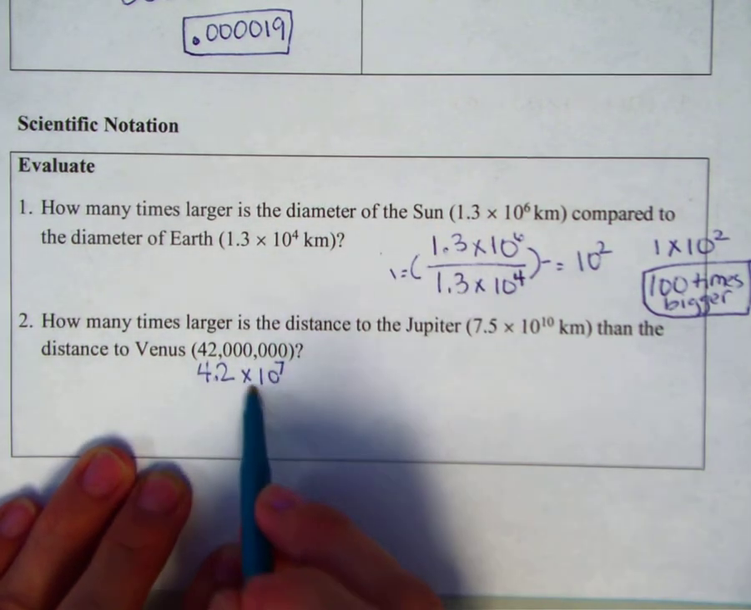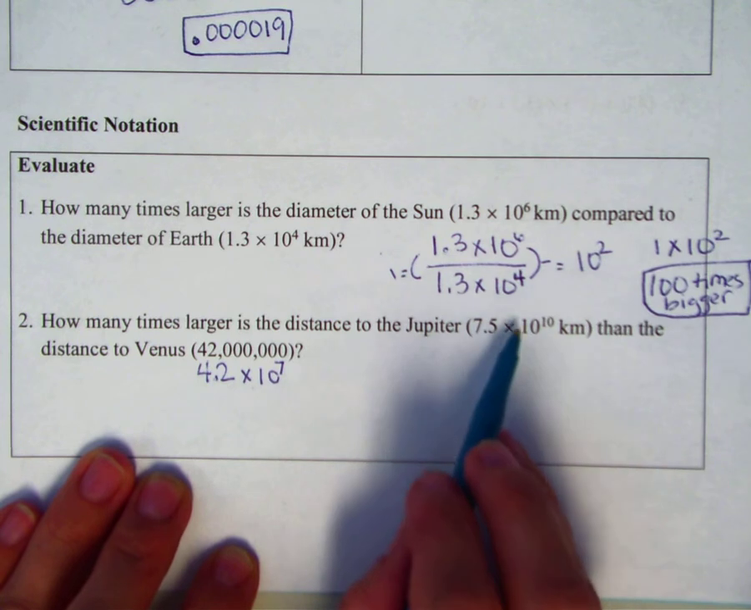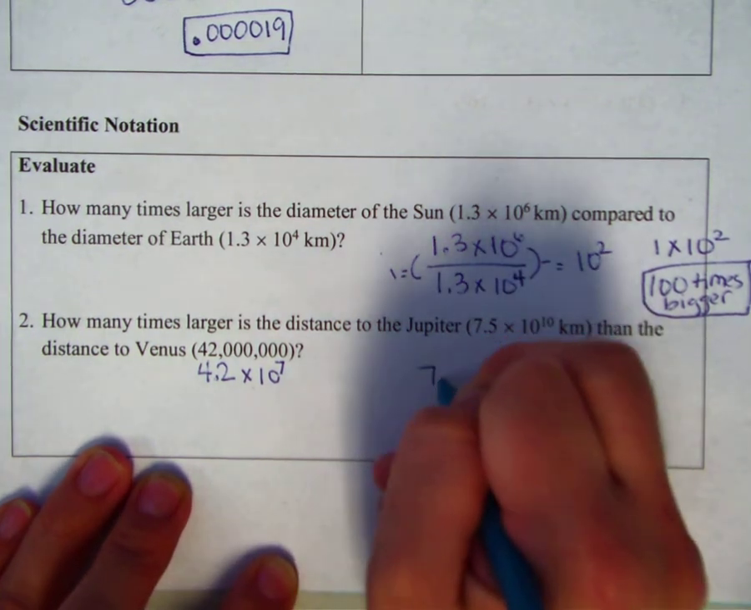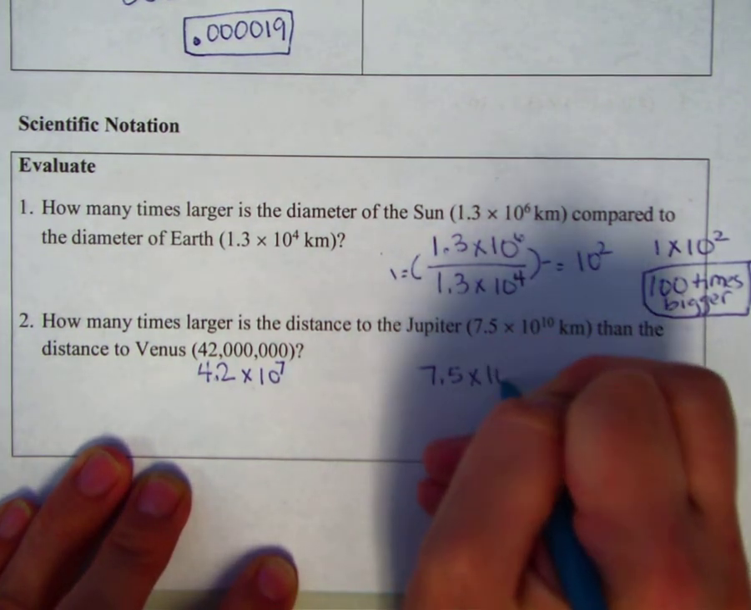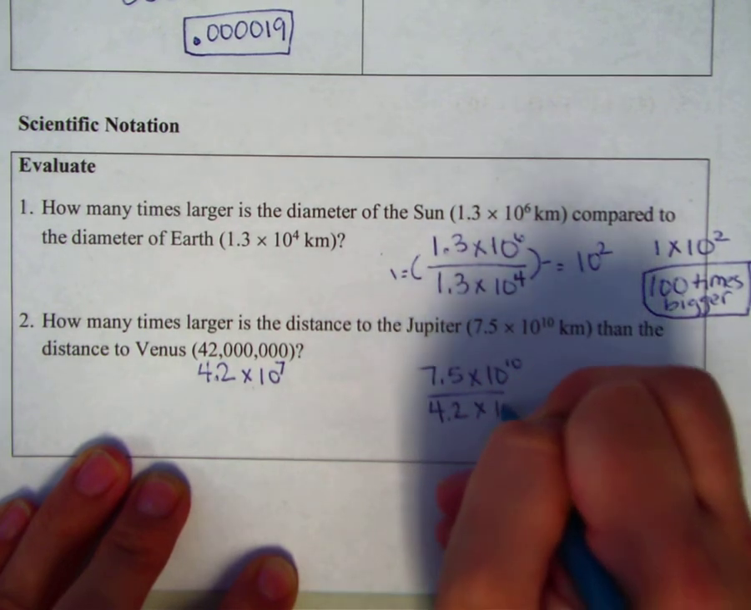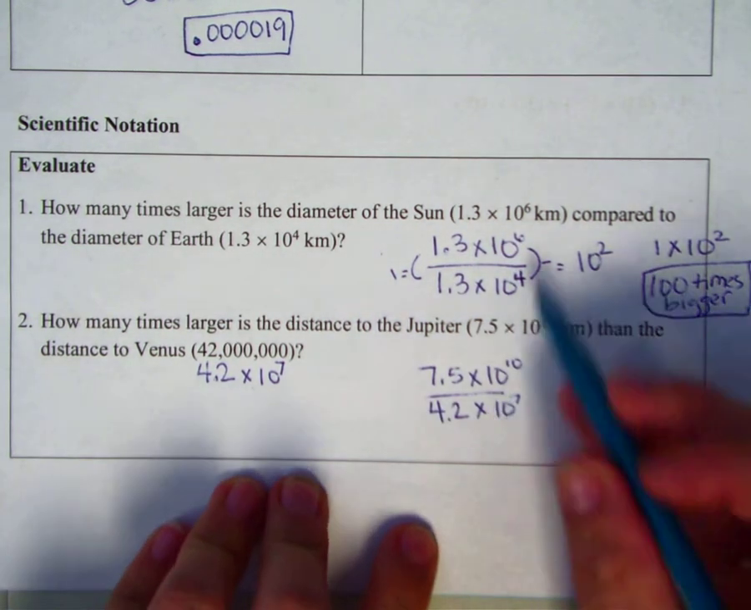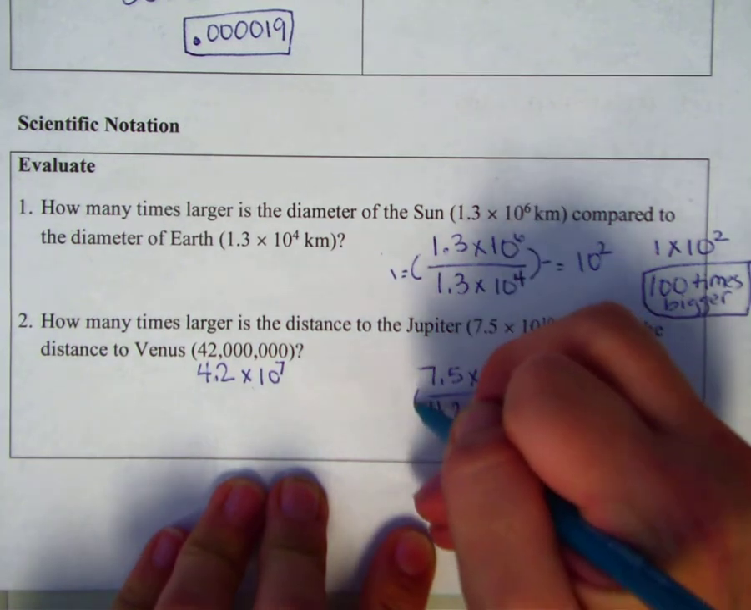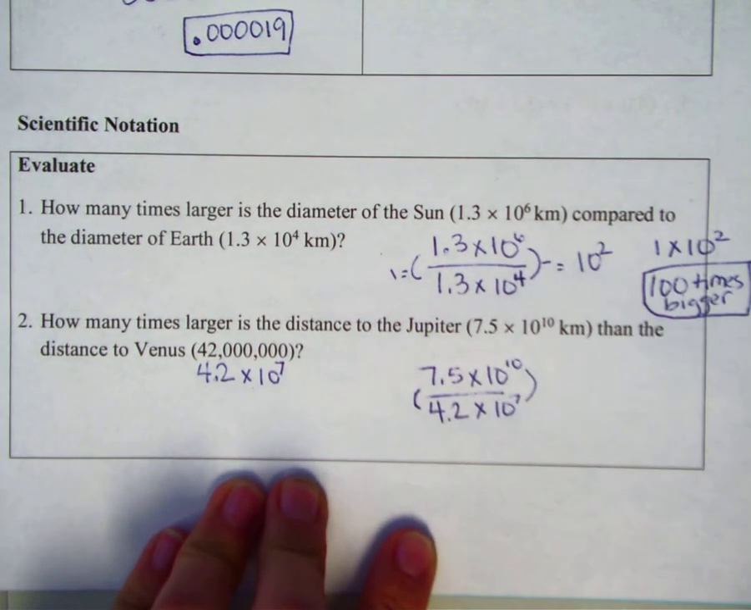All right, so this time I'm going to divide these two numbers. This one has the larger exponent, so I'm going to put it on top, divided by this one. All right, so on this one, I'm going to do the same thing as this. I'm going to divide these coefficients and then subtract my exponents.